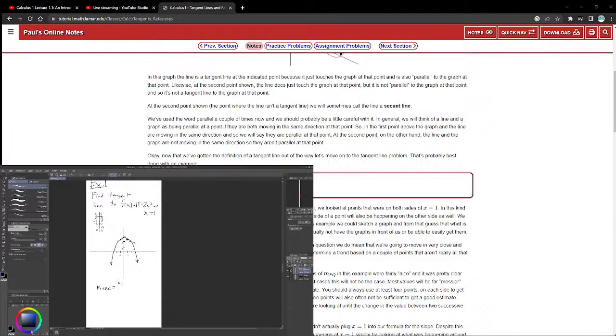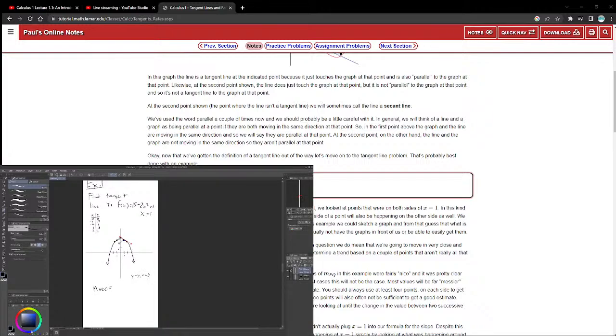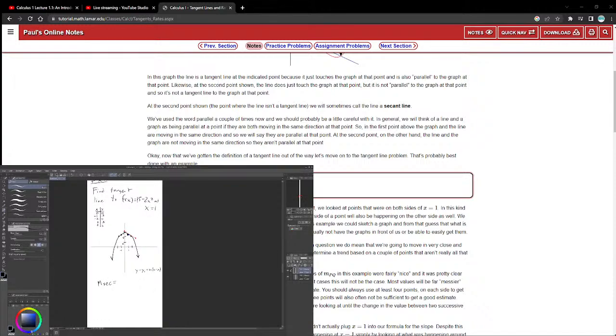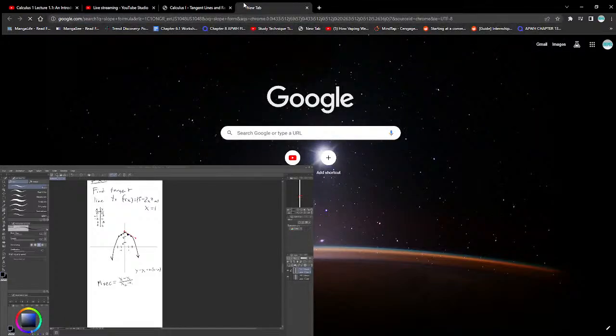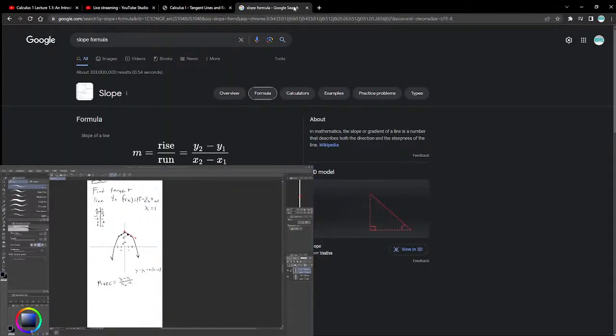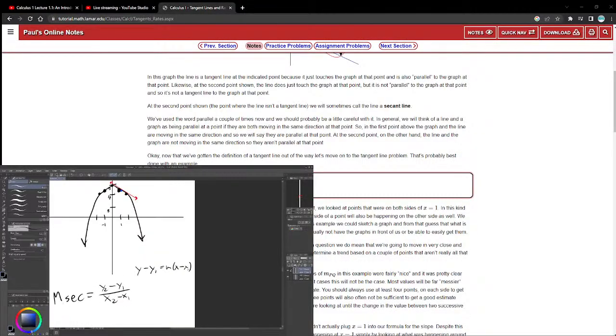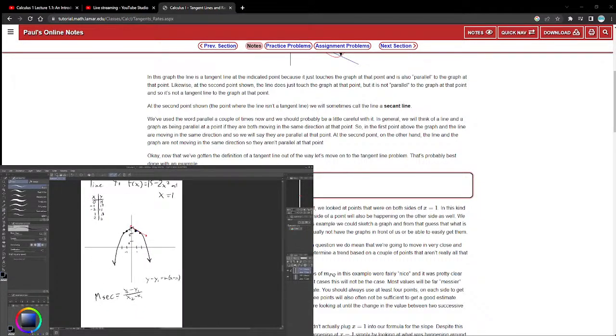That's y minus y sub 1 equals m times x minus x sub 1. It's y2 over y1, x2 over minus x1. I think that's it. Let me look it up. Yeah, okay.